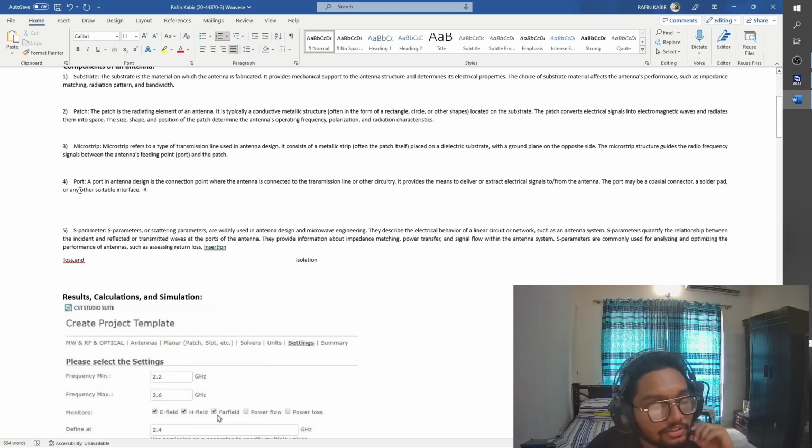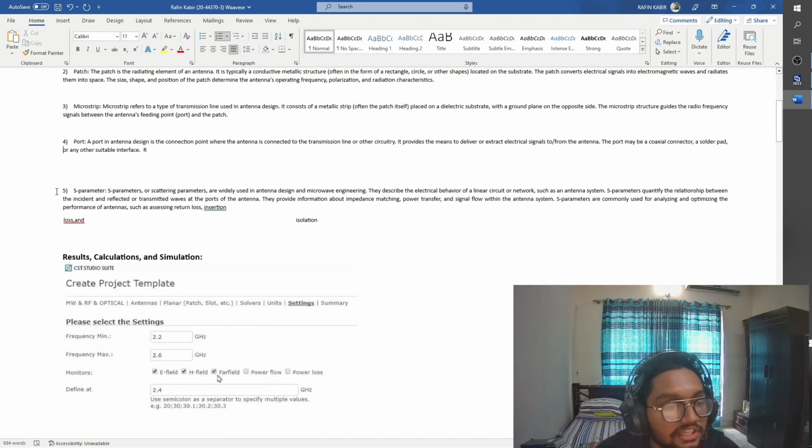Now let's talk about the port of the antenna. Obviously, in the antenna an electrical signal is entering. The port of the antenna is the part where the external circuitry of the antenna is connected. It may be a coaxial connector, a solder pad or any other suitable interface.